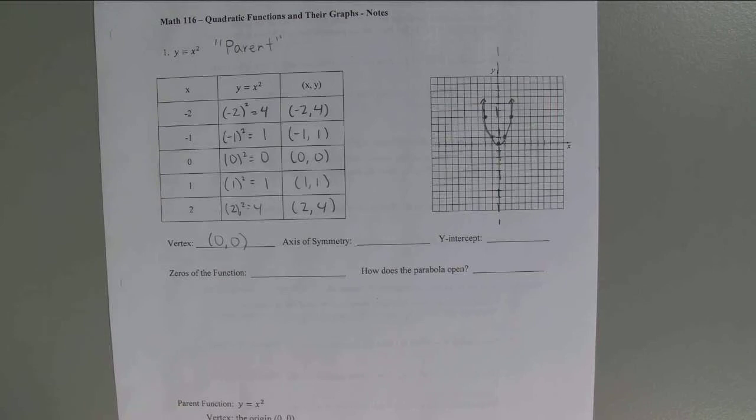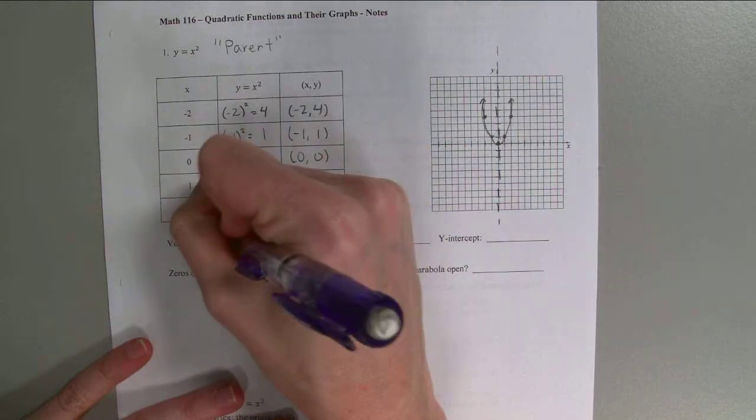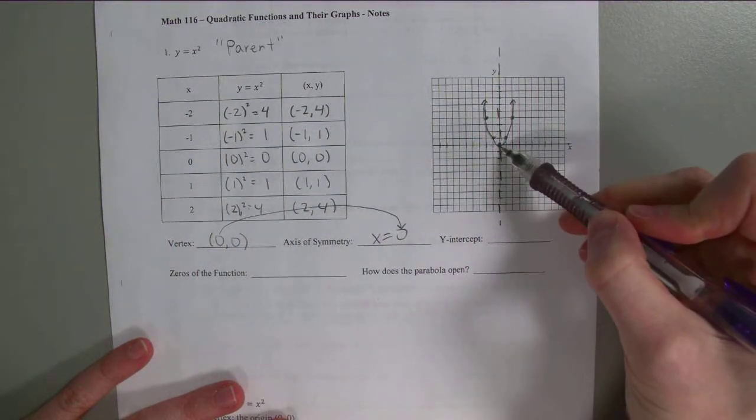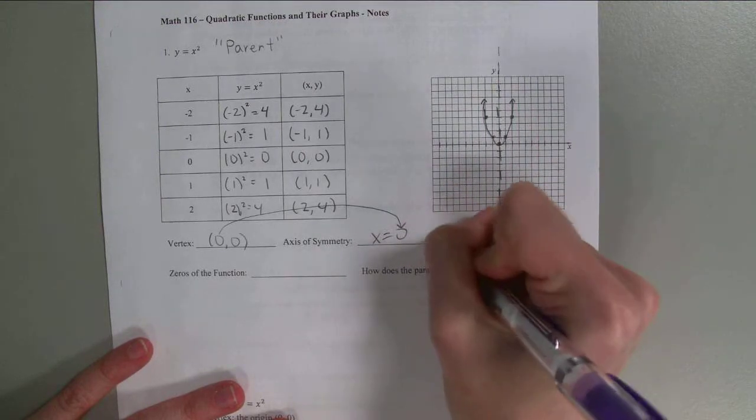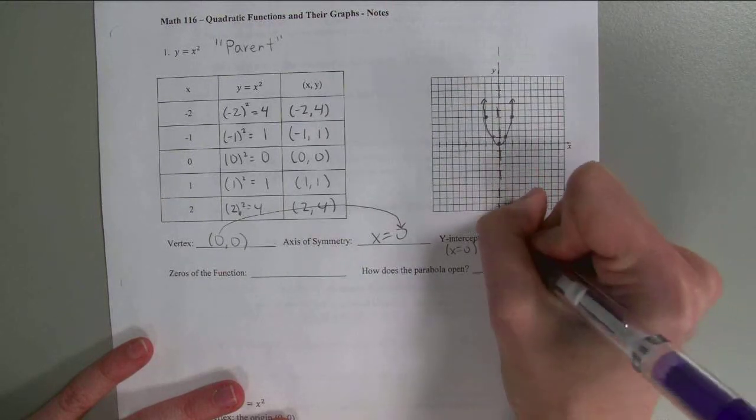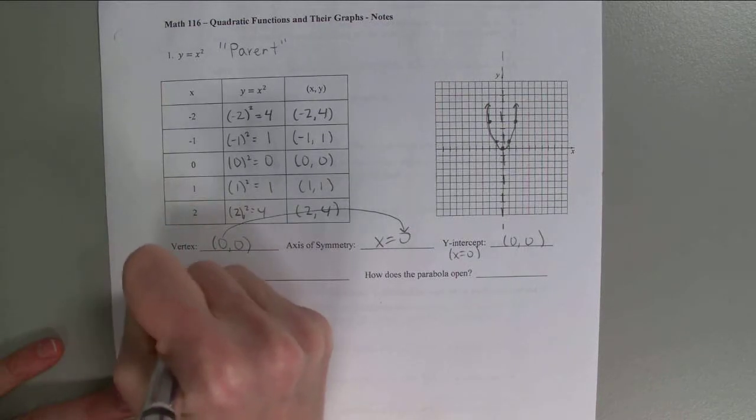The axis of symmetry is an equation. It's an x equals equation. And it's always x equals whatever the x value is of your vertex, okay? Because it's always going to go through your vertex, so it's always going to be whatever that x value is. What is your y-intercept? Your y-intercept is when x equals 0. In this case, what is it when x equals 0? That's just 0, 0. But let me show you how we would find that by hand, okay?